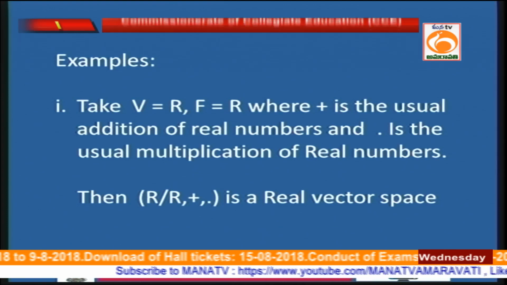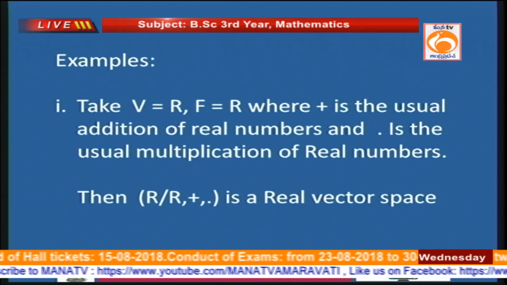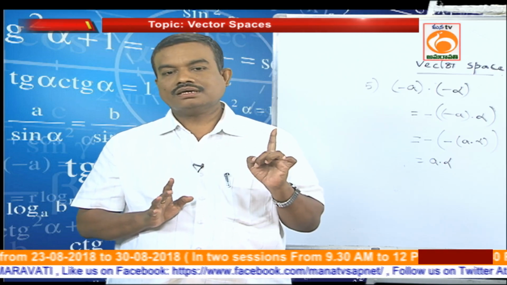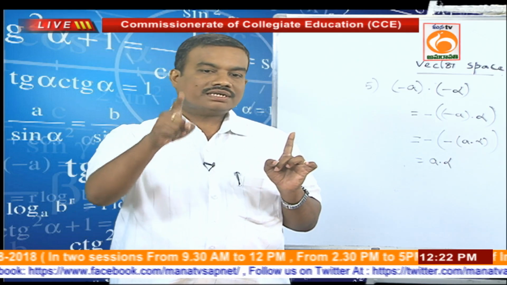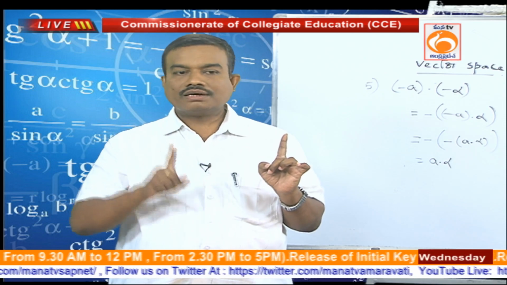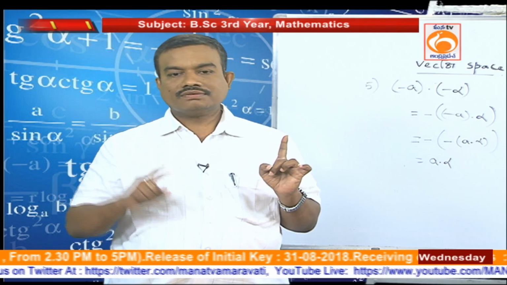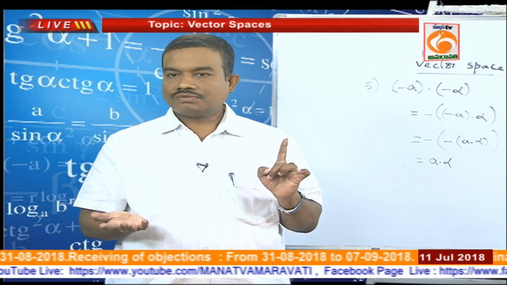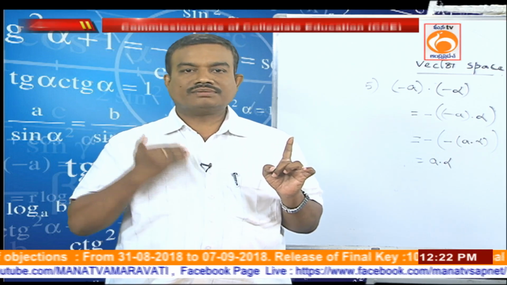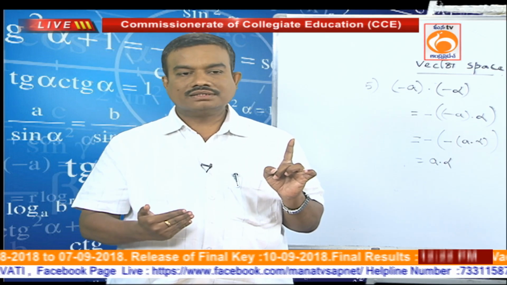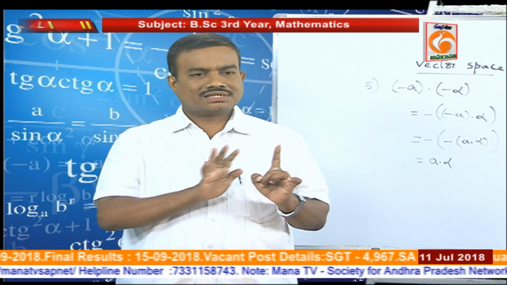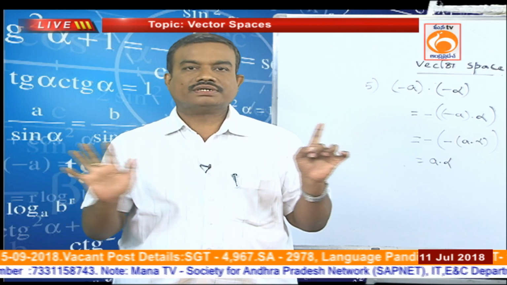So, let us go to the first condition. The first condition we have to verify is that V plus is an abelian group. Now, we are taking V as R, and we know that R is a field with respect to usual addition and multiplication of real numbers. So, field means it is already a commutative ring with unity. So, it is an abelian group with respect to addition. So, the first condition is automatically satisfied.